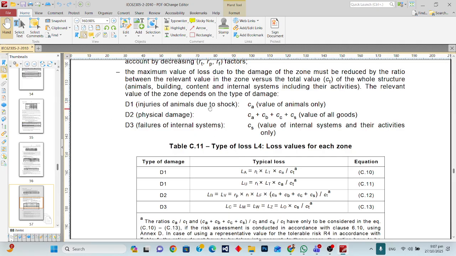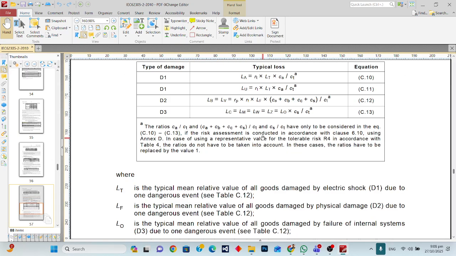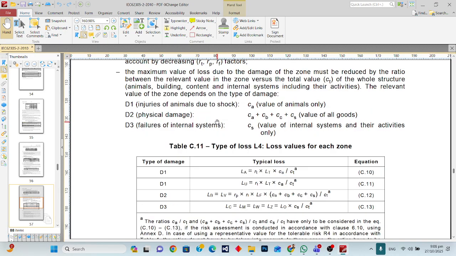Now, when we move on to these formulas, these are for injured animals due to shocks, physical damages, and the value of all the goods. When we are doing this for our PV area, there are no animals there, because it is only for animals. It is basically used when we are doing the risk assessment for any dairy farm, or any other such type, or any zoo. This will be used there, but in our case, it will not be used. So these are negligible. Like failure of internal systems, and their active.